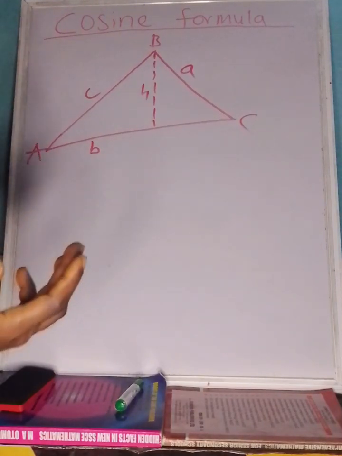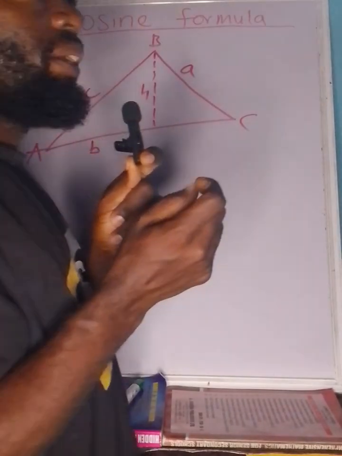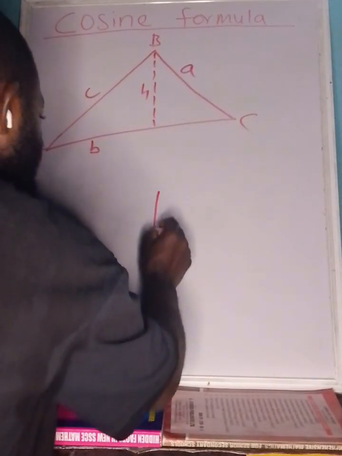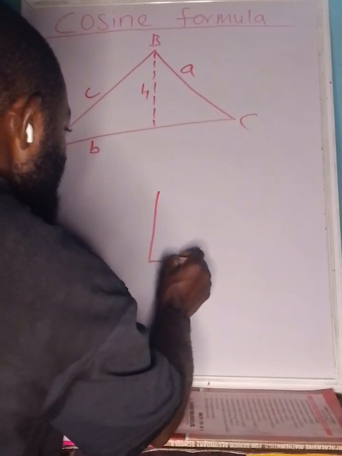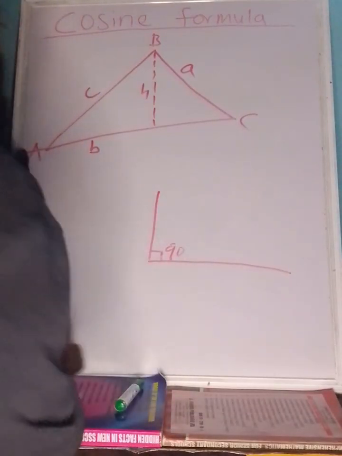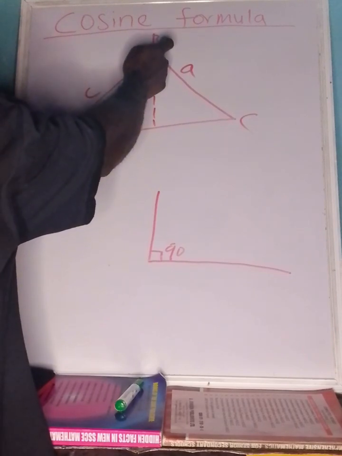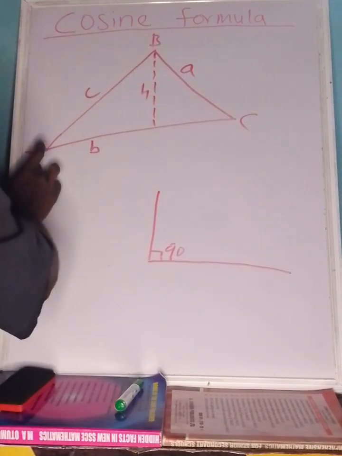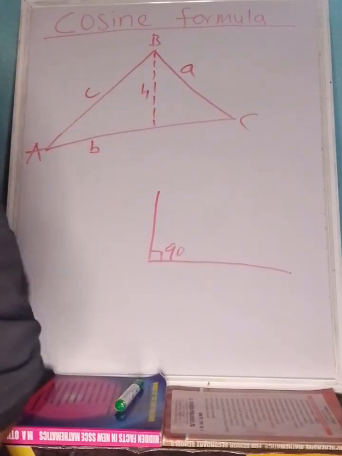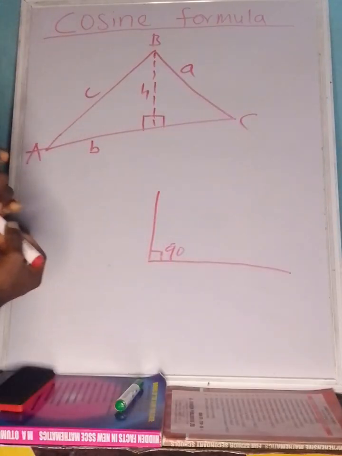Remember, how are right angle triangles formed? Right angle triangles are formed when a vertical line is perpendicular to a horizontal line and they meet at a point. Take for example, when a vertical line like this meets a horizontal line at this point, a right angle is formed here. This is what happens here. As you take the perpendicular height of our scalene triangle, the vertical line from B meets the horizontal line AC to form two right angles at this point.